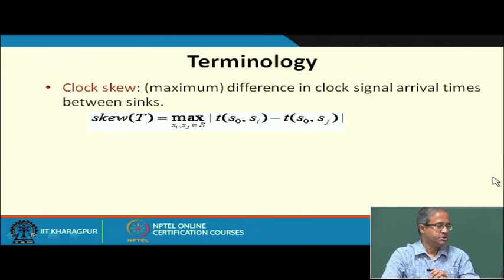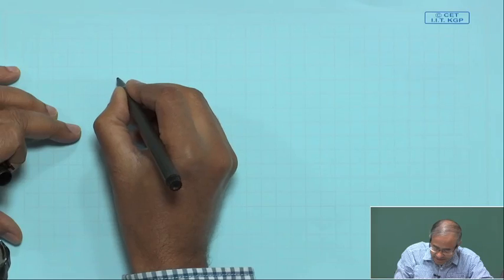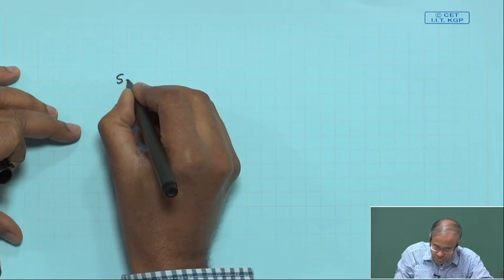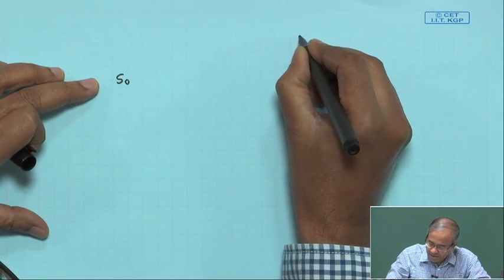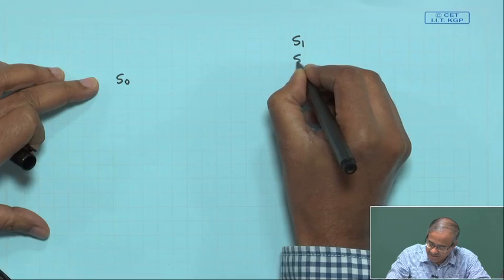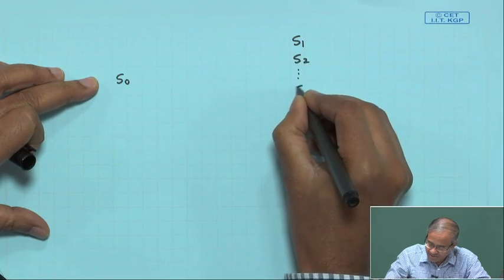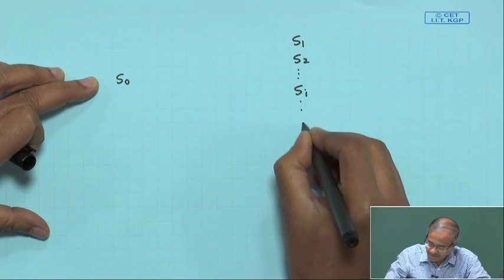Okay. So, clock skew you already know of. It is the maximum difference in clock signal arrival times. Like you see, I say that I have a clock source S0. So, I have so many sinks S1, S2, in general Si, there are n sinks.